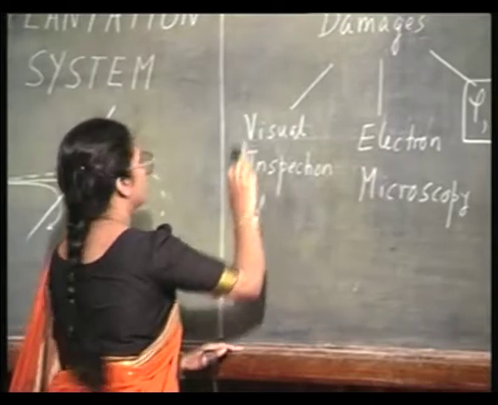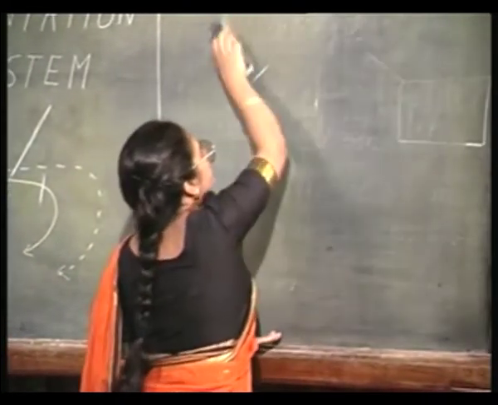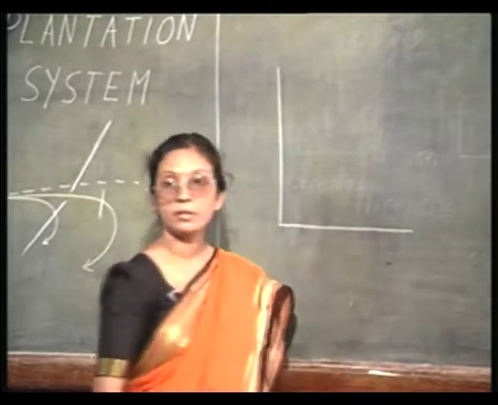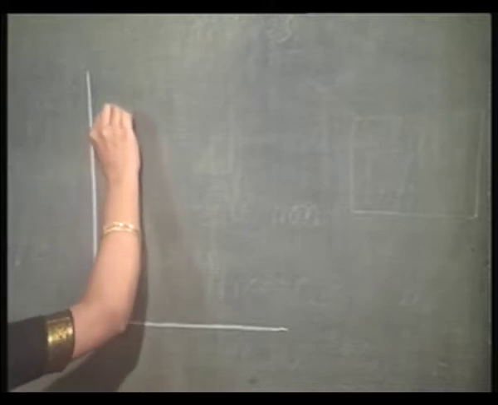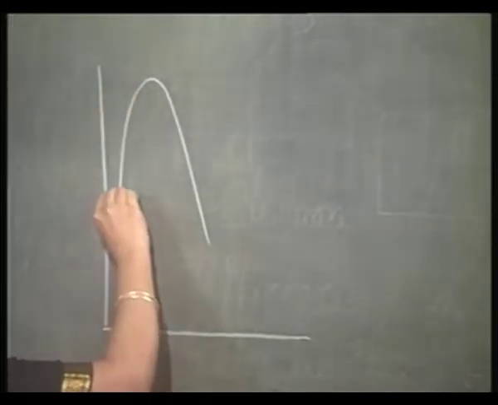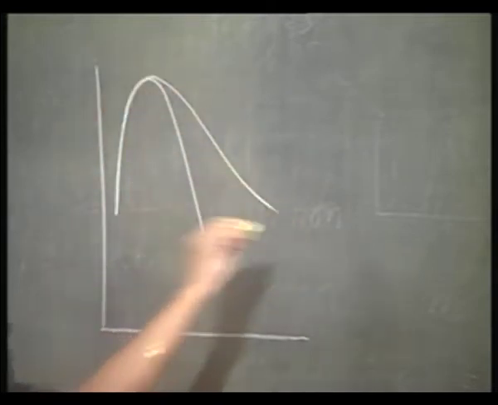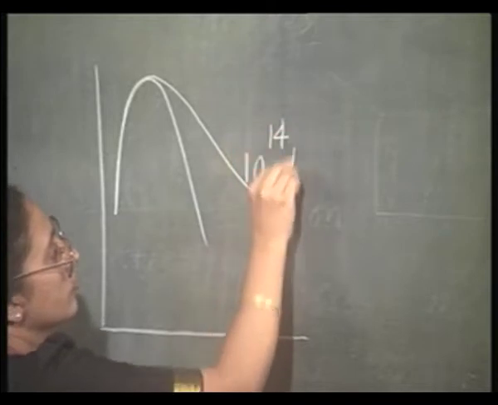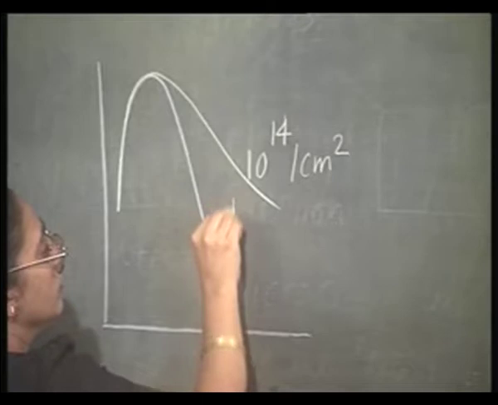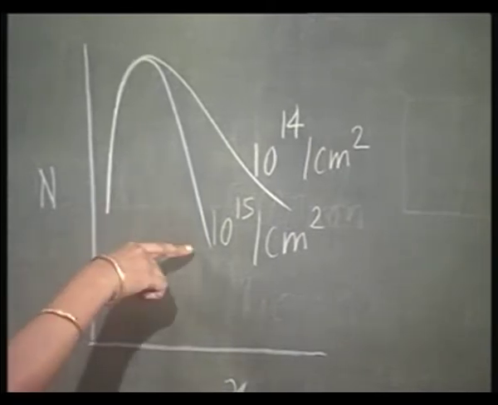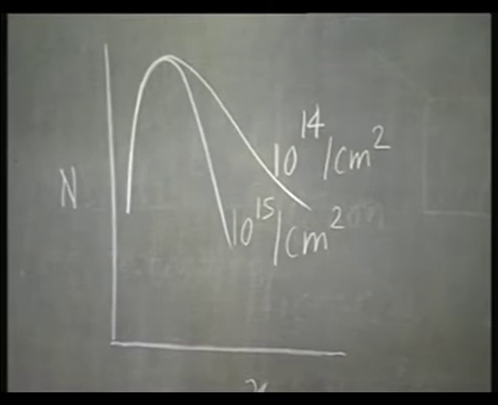If you have an amorphous surface, then of course all the channeling and all that will be much less, and I will have a primarily Gaussian profile. If the dose is more, you will have a more Gaussian profile than if the dose was less.